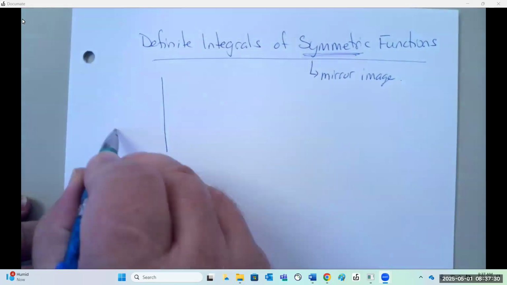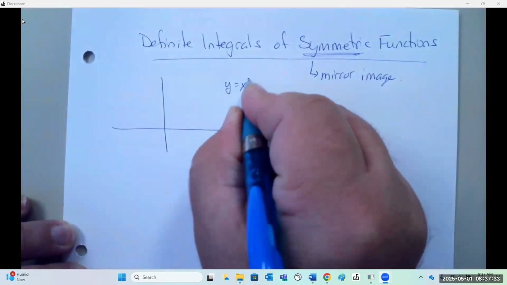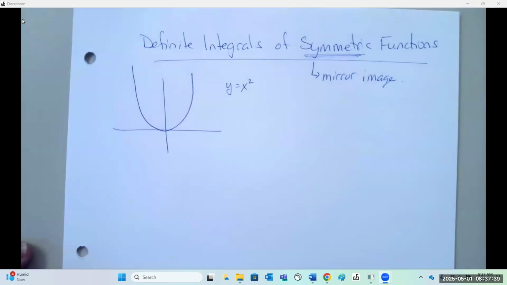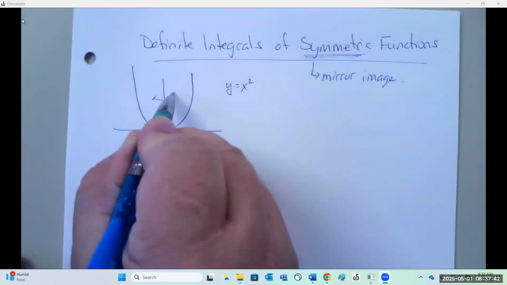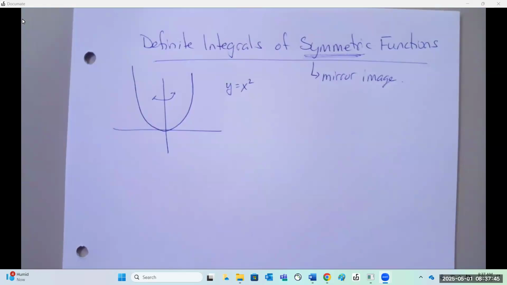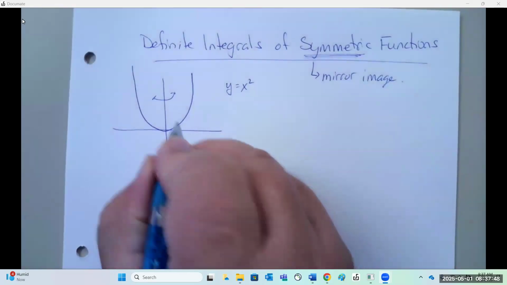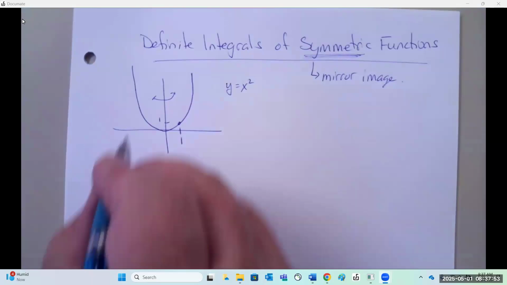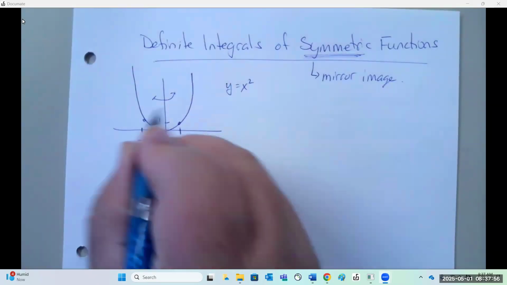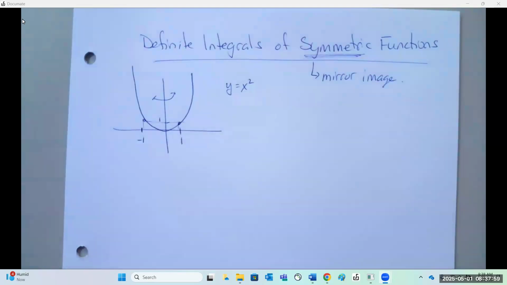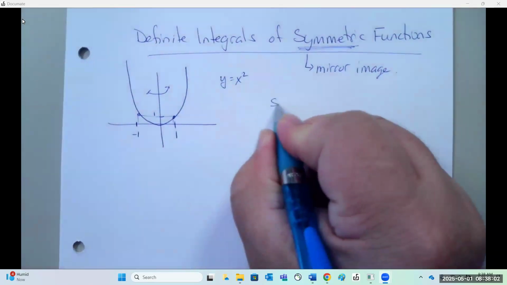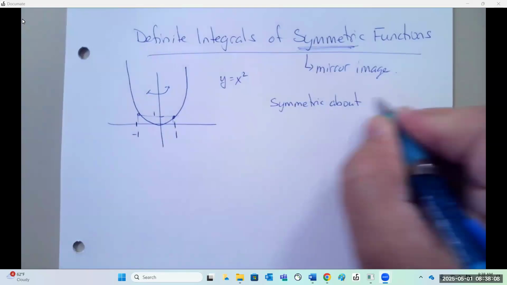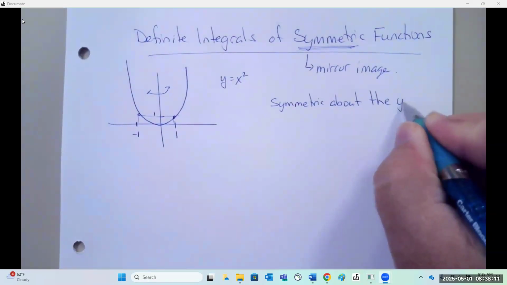For example, x squared. The graph is a parabola. It's symmetric about the y-axis. When x is 1, y is 1. When x is negative 1, y is 1. Symmetric about the y-axis.